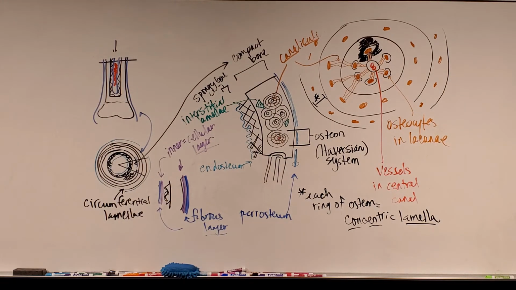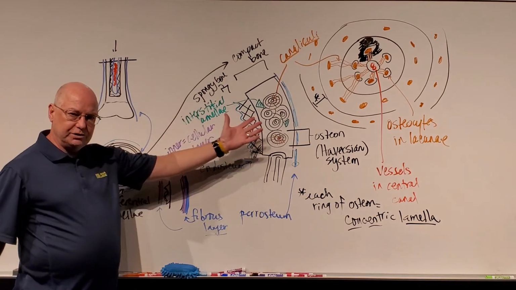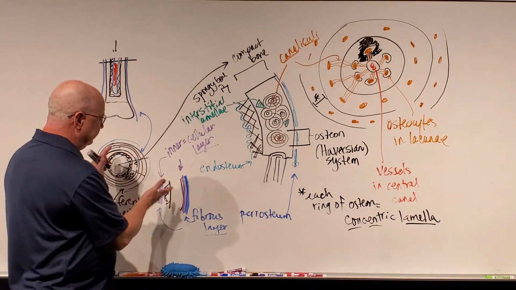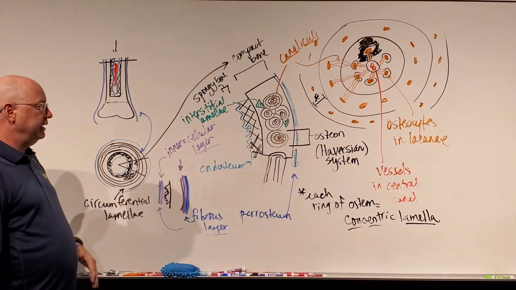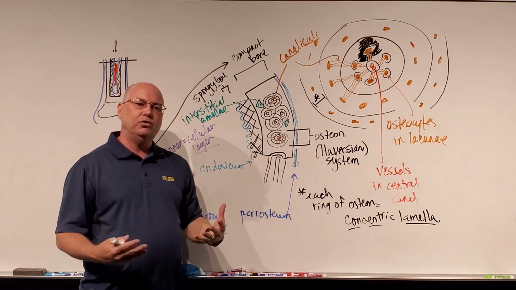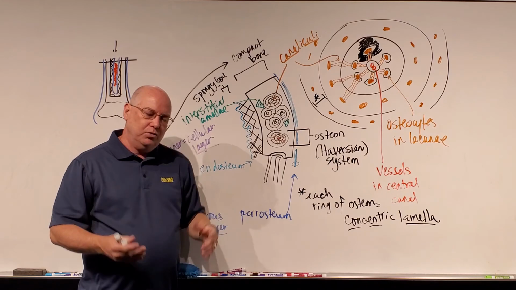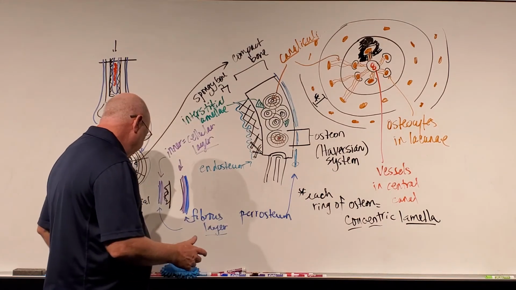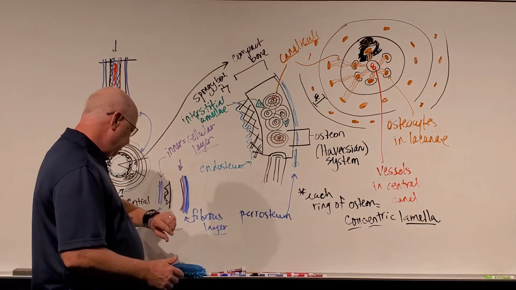Let me take a look at it. Well, you can see it. So, and again, read about all of this in the textbook. There's a beautiful picture of this in the textbook. You need to find that and understand it. But the interstitial lamellae are the remains of old osteons that are being eaten away. So let me explain one last thing and we'll wrap this video up.